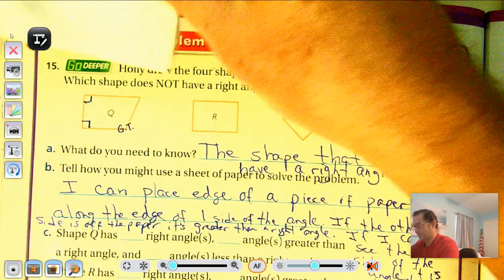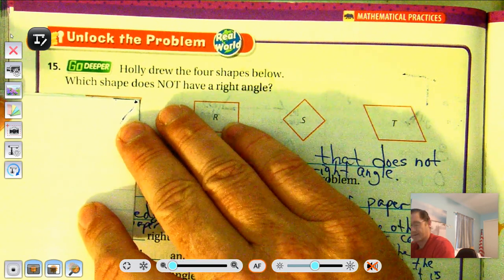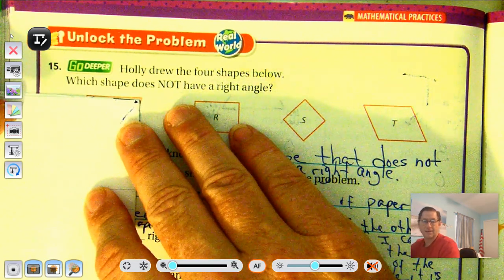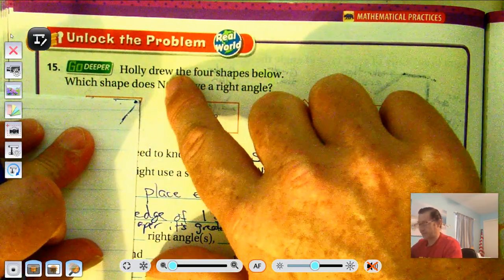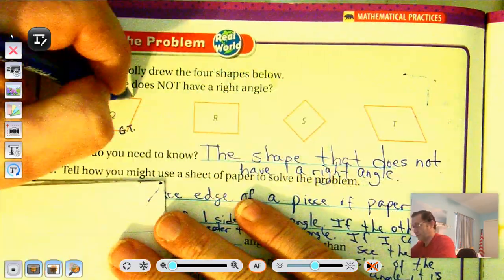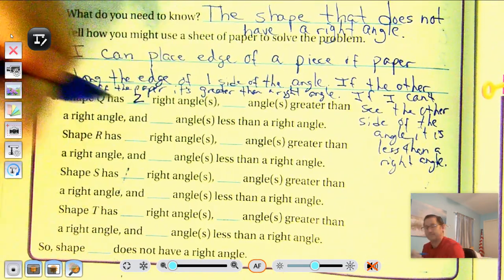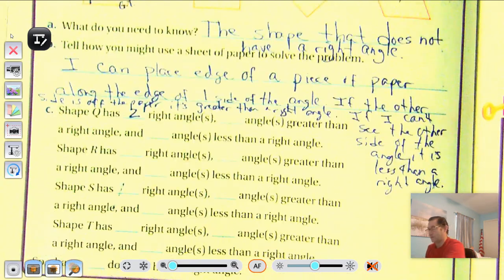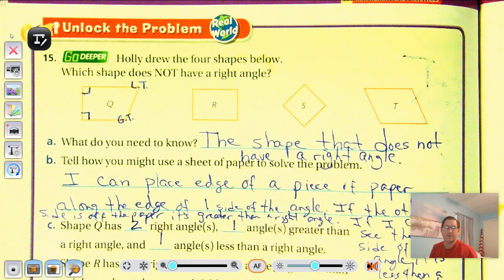And then this one, edge of the paper along the top. Okay, I can see the orange line segment along the edge of my paper, the corner of my paper at the vertex, and I can't see the other side of the angle. So this one's less than. Okay, so shape Q has two right angles. It has one angle greater than a right angle and one angle less than a right angle.